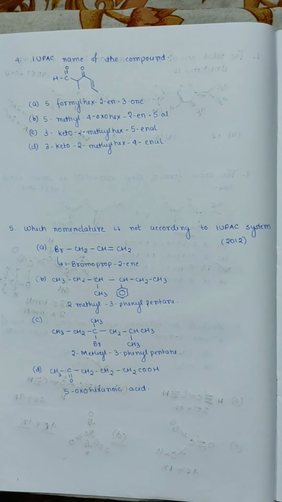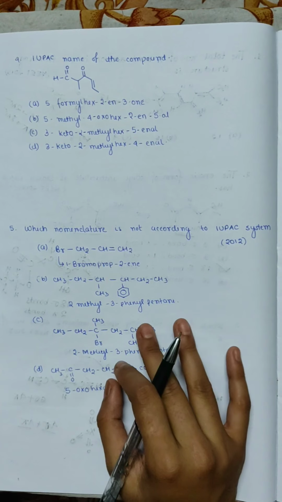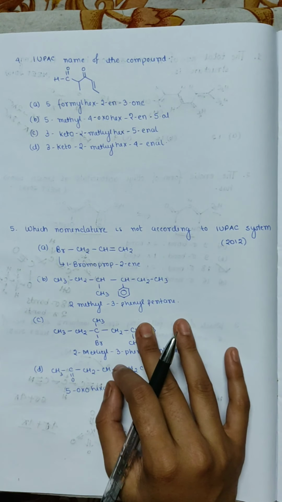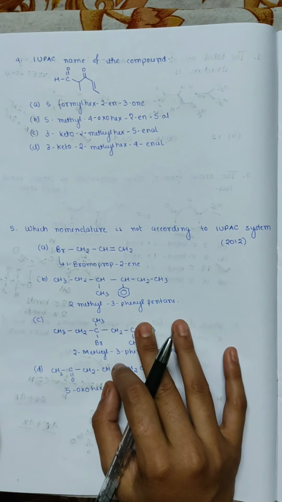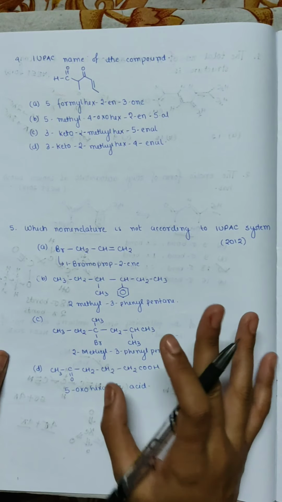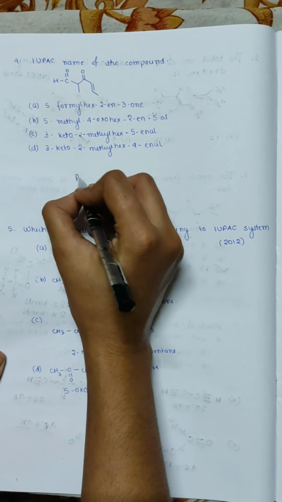The next is the IUPAC name of the compounds. So before writing the IUPAC name of any organic compound, we have to learn how to write the IUPAC name of any compound. So the first rule is to select a parent chain.